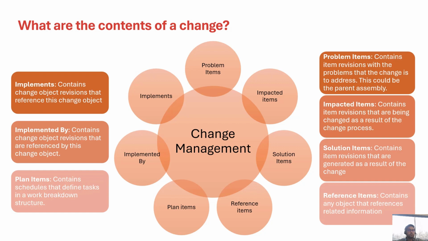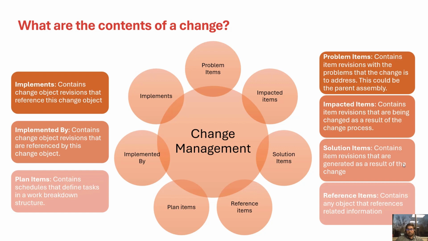Let's move on to the contents of a change. When you have a change to process for a specific product design, there are items that need to be identified and tracked on a change object. These items could be problem items, impacted items, solution items, reference items, plan items, and their two relationships, implemented by and implements. Let's go over these items one by one.